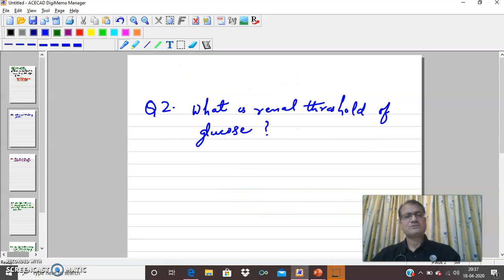Let me ask you this question. In physiology, you must be aware of this: what is the renal threshold of glucose? Some of us make a little mistake over here. I know you are all saying that it is 180 milligrams per deciliter, more than or equal to 180 milligrams per deciliter. But I want to clarify this concept of yours.